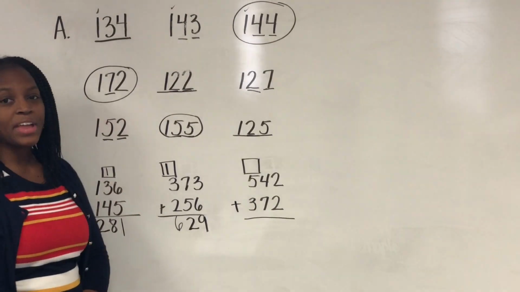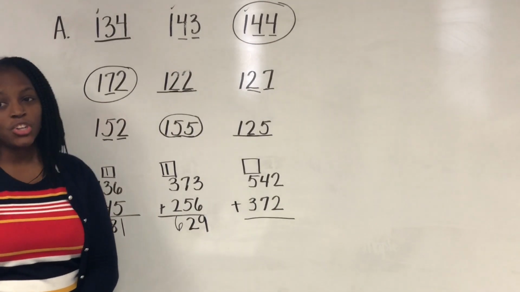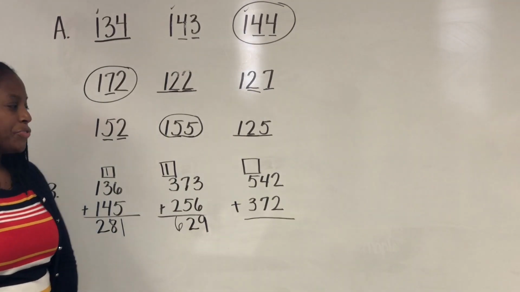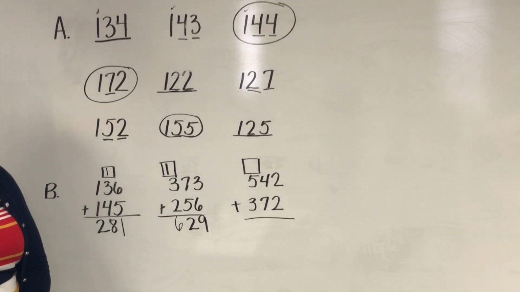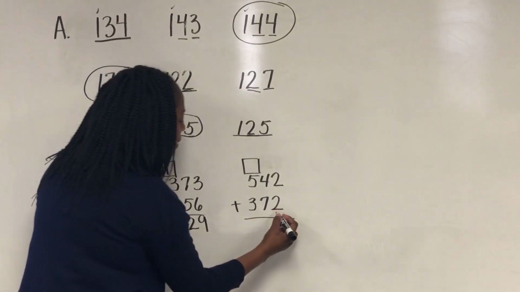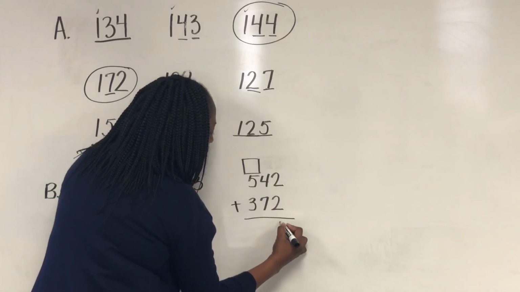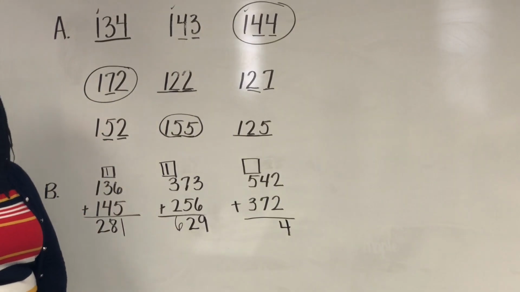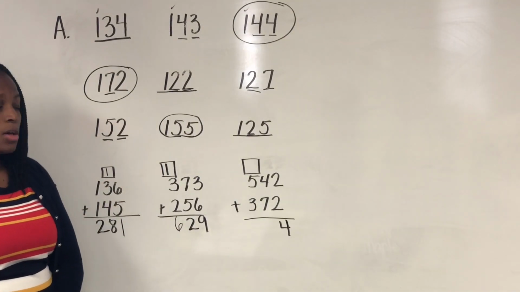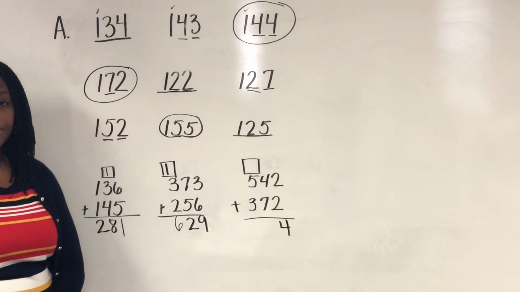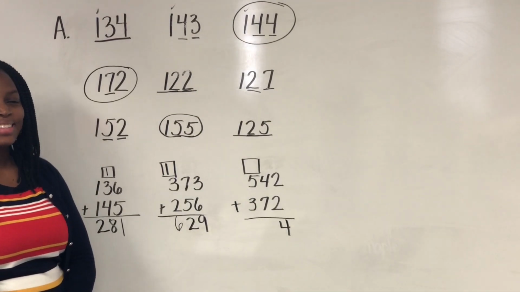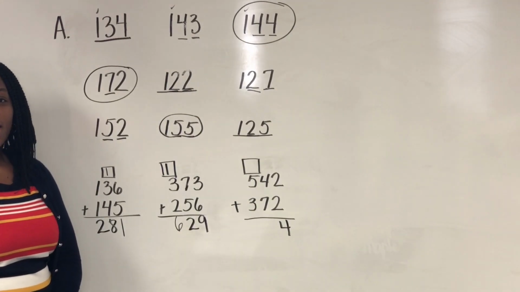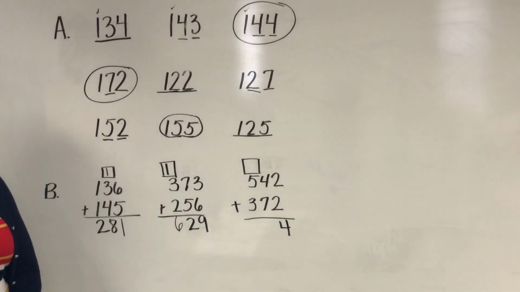Let's take a look at our next problem. We're going to start with the ones place. Boys and girls, what's 2 plus 2? 2 plus 2 is 4. Now we're going to move on to the tens place. What's 4 plus 7? 4 tens plus 7 tens. 4 plus 7 equals 11.